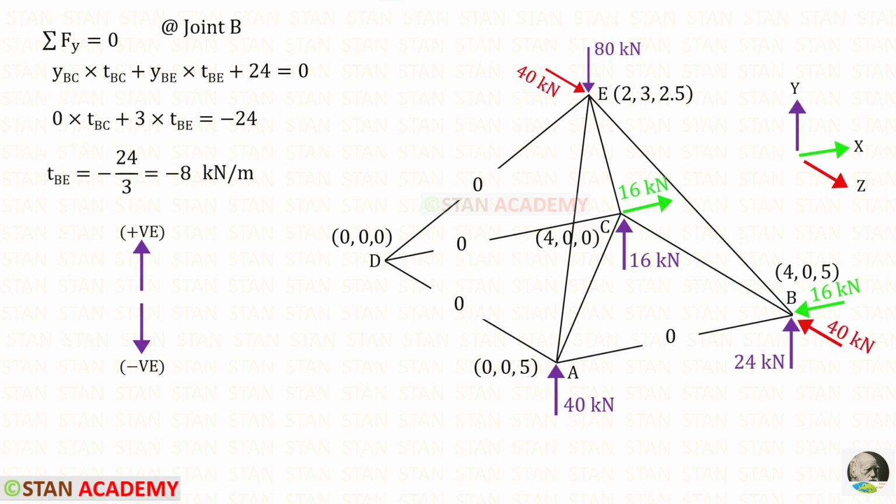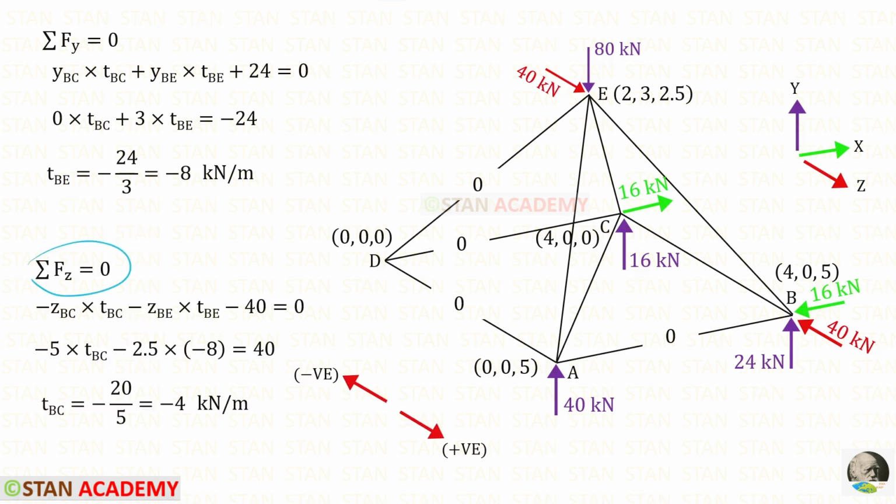The vertical distance of BE is 3 minus 0, so it will be 3. For TBE, we will get minus 8 kilonewton per meter. Now let us apply this rule. We know that when we apply this rule, we have to keep the x direction as a reference. So for the joint B, this is the reference line. Here we can keep negative and here we can keep positive. Right now both of the members are in the negative side, so both of these two terms should be applied as negative.